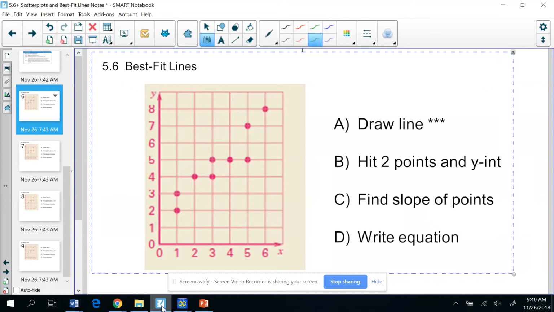Alright, today we're going to be looking at 5.6, creating best fit lines. This is something that we've already done together in class, but if you've missed those days or missed those notes or need a refresher, we're going to take a look at it using this graph right here.